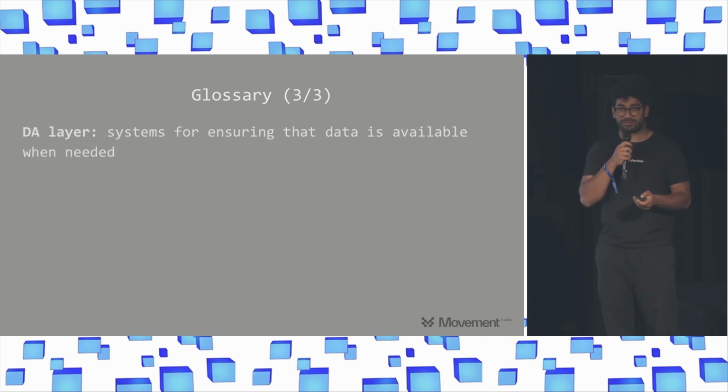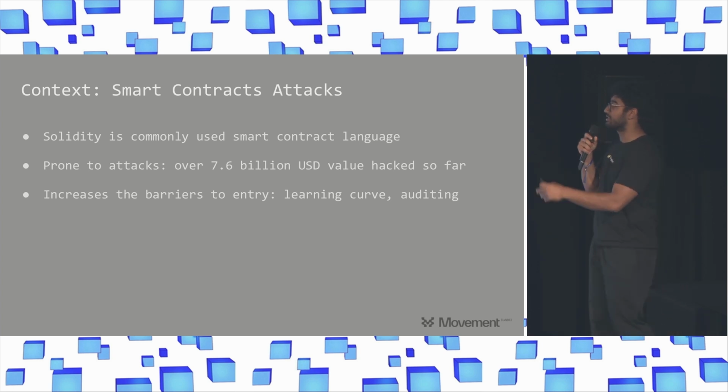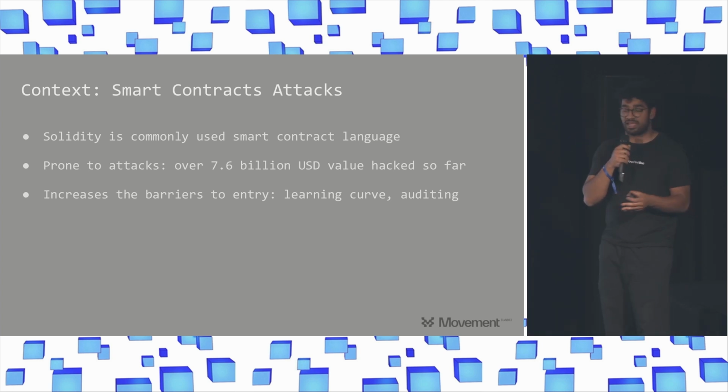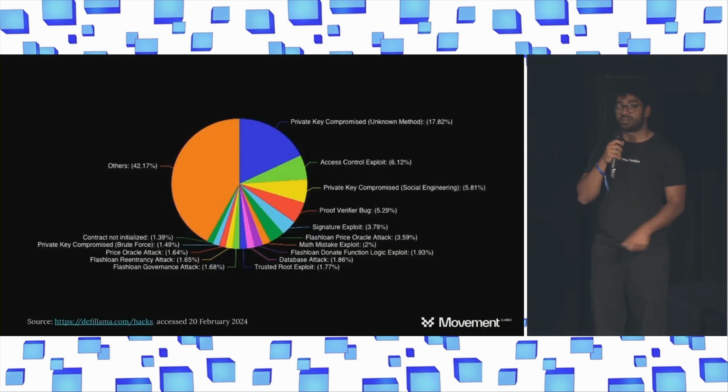DA layer, I don't think I need to explain this to you guys. I think Nick White can explain it better than I can. So context, Solidity is the most commonly used smart contract language. Most people have written it, probably hate it. There's over $7.6 billion lost so far. Increases the barriers to entry, but more importantly, this chart.